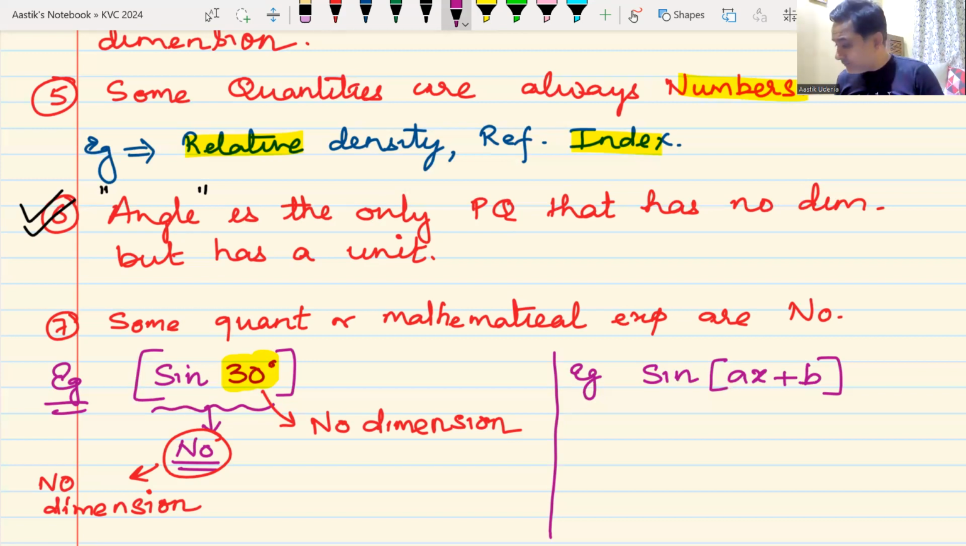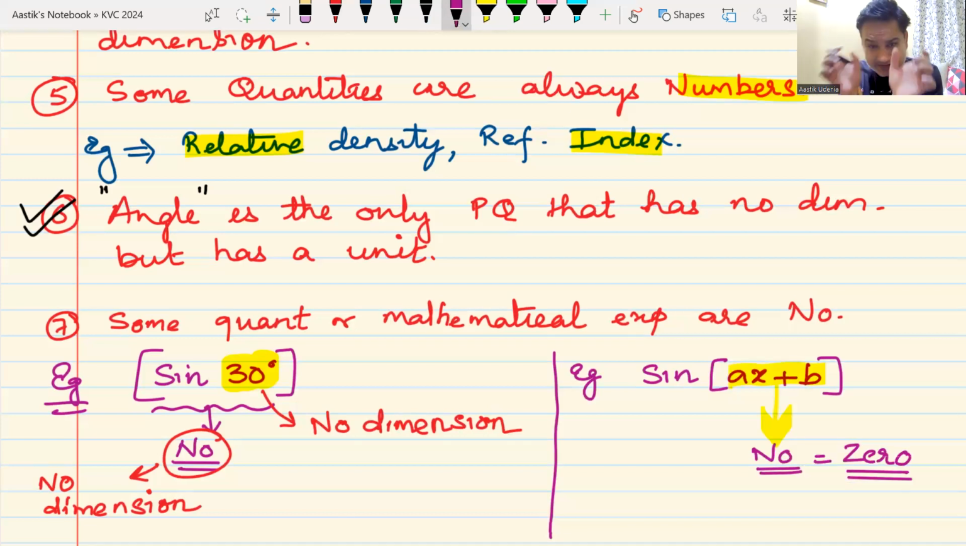Now, we have discussed everything. There are two things that you must remember here. What will be the dimension of this entire thing that I have marked in yellow? Ax plus b. What will be the dimension of this entire thing? No dimension. It will not have any dimension. So the dimension will be 0 for this entire thing which is inside.